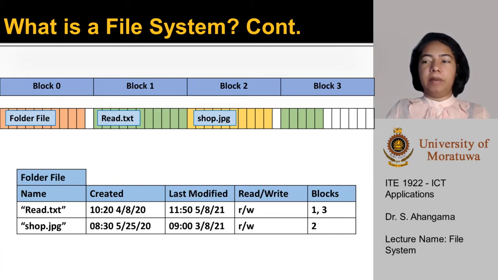As a result, a portion of the block is saved in block 3. Therefore, the table has been updated as shown here. You can see block 1 and 3 are mentioned for read.txt file. This also occurs in the file system.